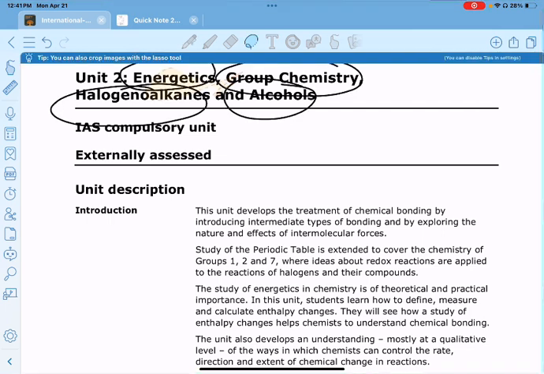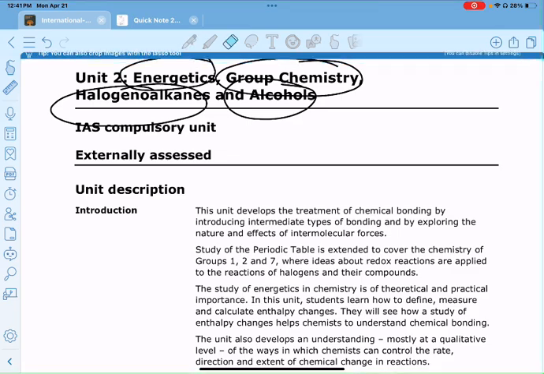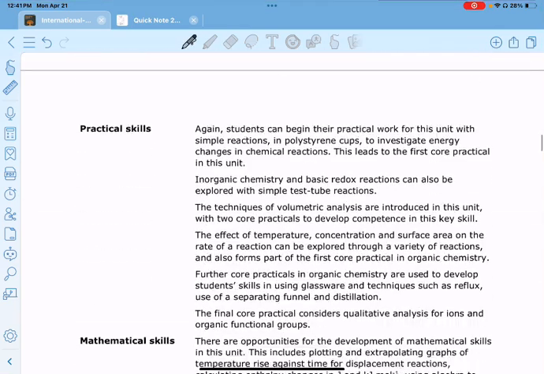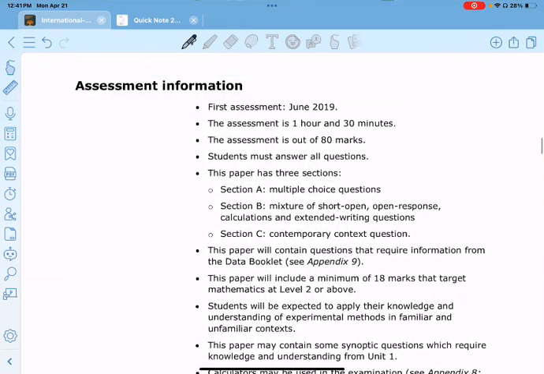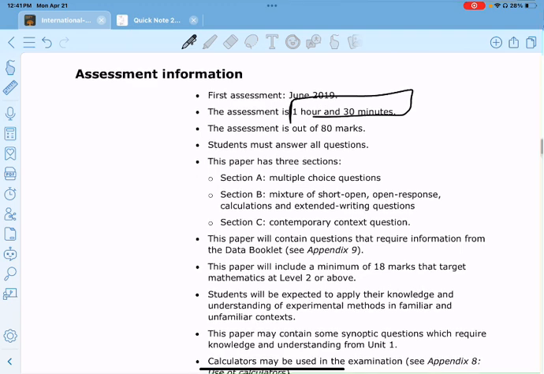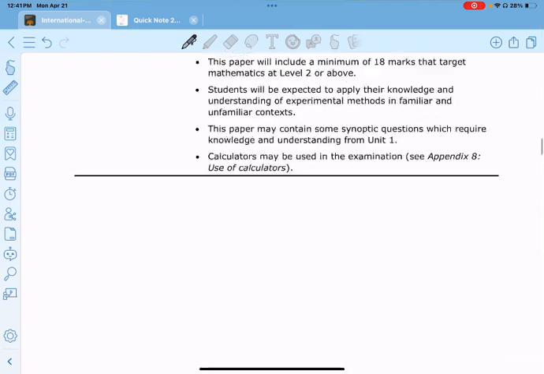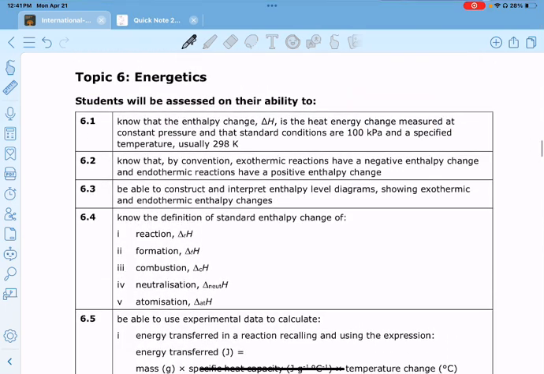Okay. So, to start off, it's a 90-minute paper. It's composed of 80 marks. There are 3 sections, by the way, so multiple choice, then the 2 long sections. But yeah, let's begin, starting off with topic 6, energetics.